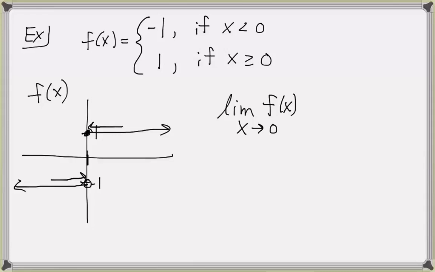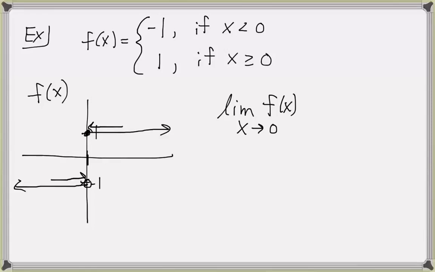So it appears that we have two possible answers here. As x gets closer and closer to 0, the function could be, we could say the limit is 1, or we could say the limit is -1. But the definition of a limit doesn't say which side to approach 0. You have to consider both directions.